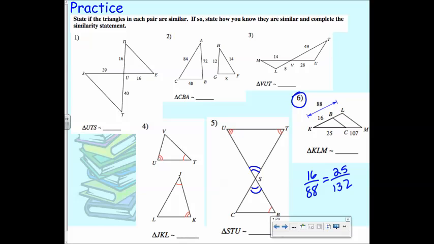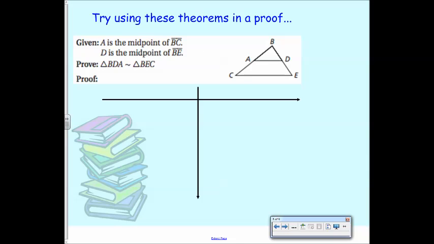Okay, so what do we know? A is a midpoint, and we also know D is a midpoint, so I'm just going to say A and D are MPs. If I know that, what does that tell me? If A is a midpoint and D is a midpoint, then I know a bunch of other stuff. If A is a midpoint, what do I know? That it's half of the whole, so that means CA is congruent to AB. All right, so I can say CA is congruent to AB.